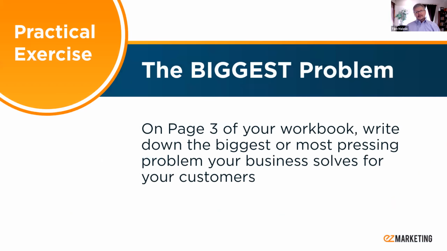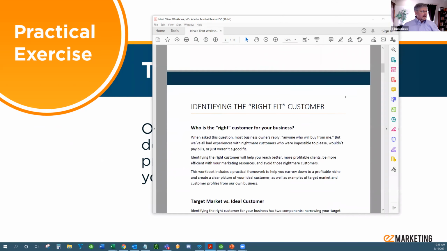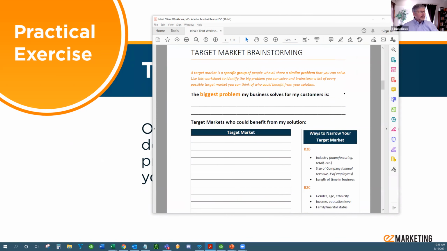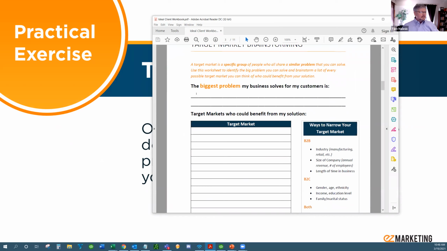So I know you downloaded the workbook. I want you to go to page 3 of the workbook, and I'm going to pull that up here so that you can see what page 3 looks like. So here's your workbook, and I've got some general information that we just covered. And then on page 3, you can jot down right in here, what's the biggest problem that you solve for your customers? So you can hit pause on the video if you want to take the time and really jot down what those problems are.